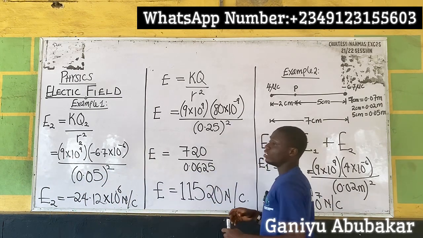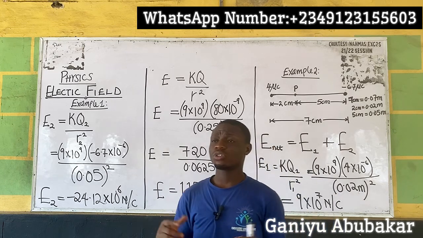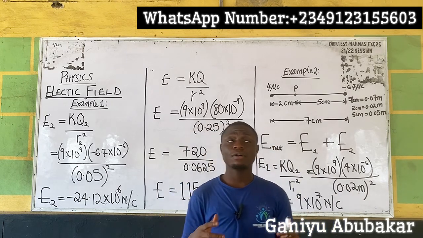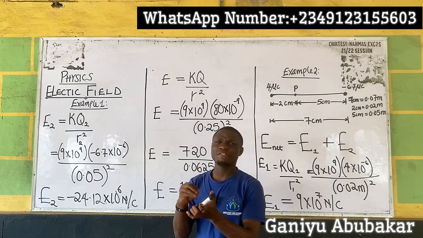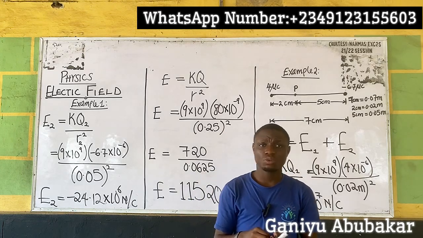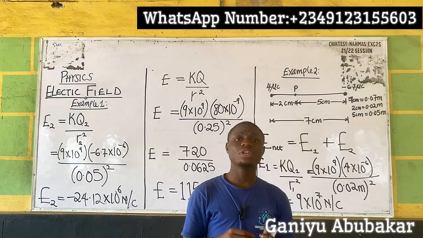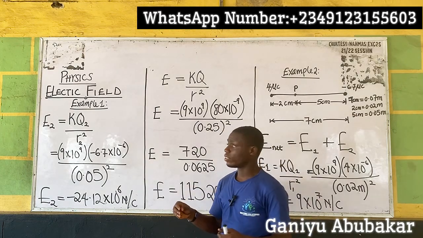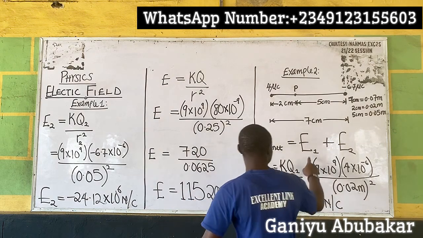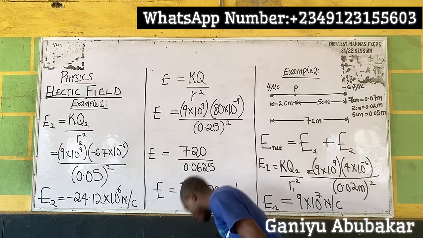So let's get the total. Let's get the electric intensity at point Q due to charge Q1 and charge Q2. I've gotten E1, I've gotten E2. Let's get the E net.